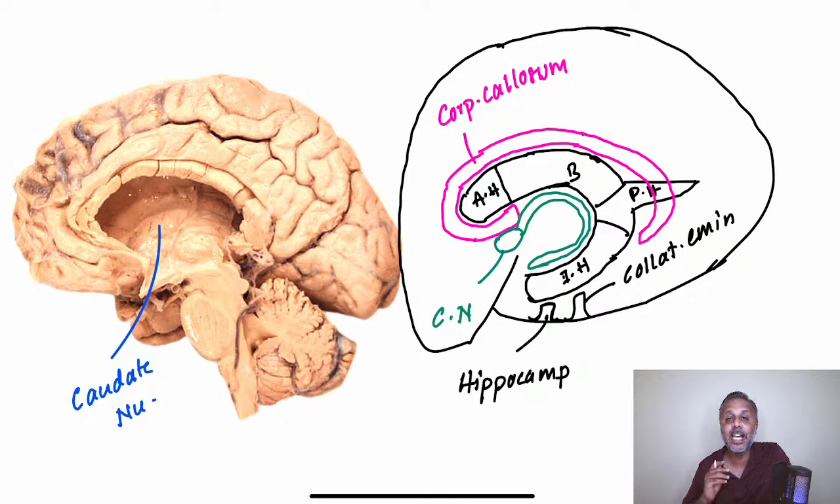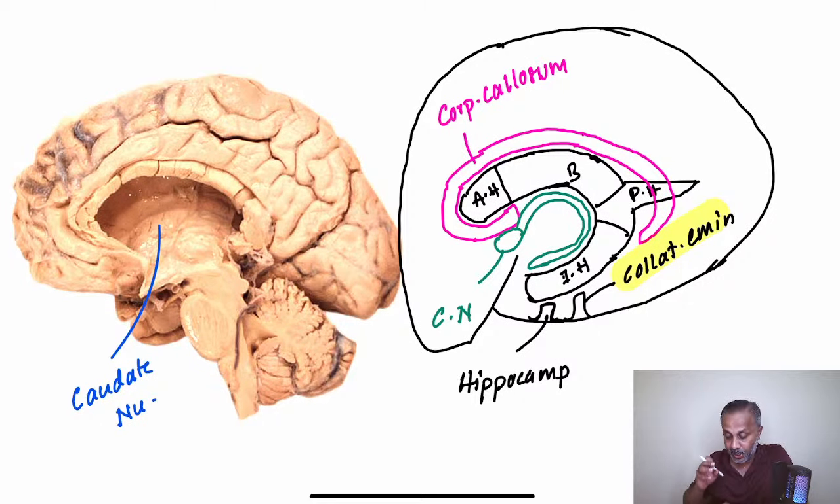Now, what is collateral eminence? Collateral eminence is a projection in the inferior horn of the lateral ventricle produced by the collateral sulcus. Remember, if you have watched our main videos of neuroanatomy, we have discussed the types of sulci. One of the most important types is complete sulci. Complete sulci produce indentation within the lumen of the ventricles. And one of the most important complete sulci you will ever come across is the collateral sulcus, which produces the collateral eminence within the inferior horn of the lateral ventricle.